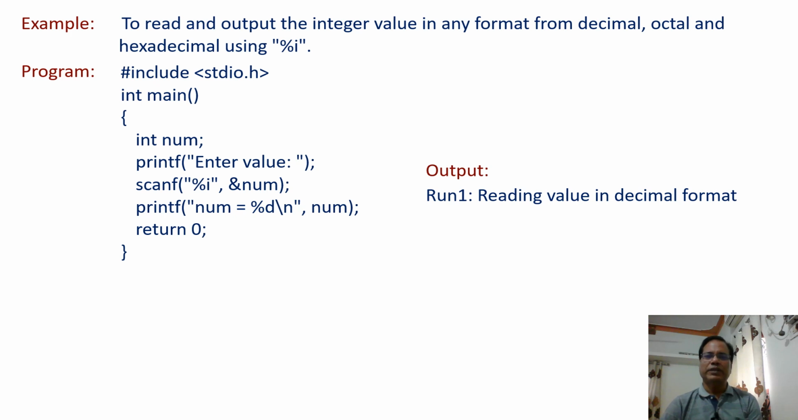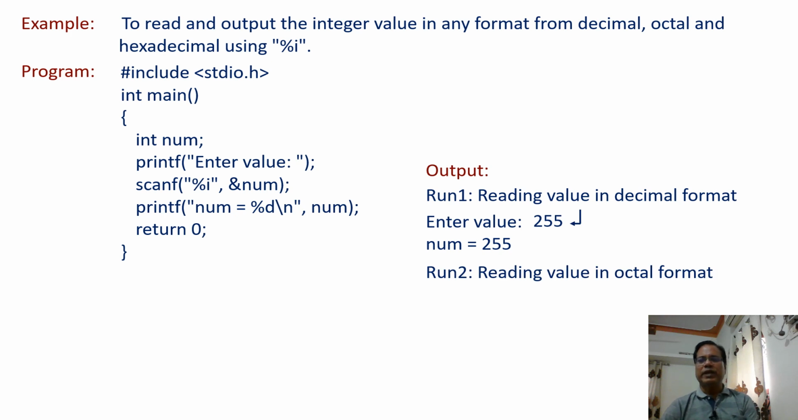So when we run this the first time, using this printf statement, the message enter value is displayed. The first time we enter 255, that is the decimal value, and press the enter key. So number equal to 255 is displayed using the printf statement. When we enter 255, first it is stored in the number variable, and then using the printf statement, the value of number is displayed at this point.